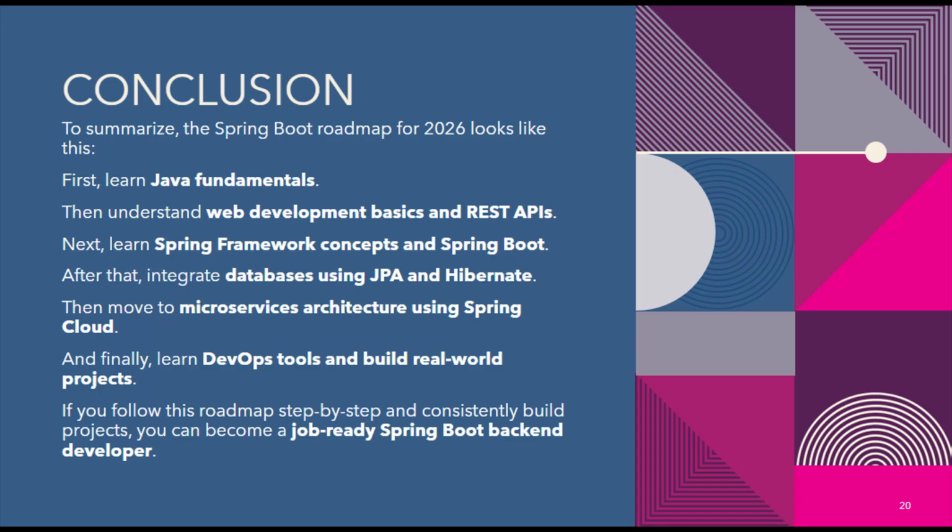Conclusion. So to summarize, the Spring Boot roadmap for 2026 looks like this. First, learn Java fundamentals. Then understand web development basics and REST APIs. Next, learn Spring Framework concepts in Spring Boot. After that, integrate databases using JPA and Hibernate. Then move to microservices architecture using Spring Cloud. And finally, learn DevOps tools and build real-world projects. If you follow this roadmap step by step and consistently build projects, you can become a job-ready Spring Boot backend developer.